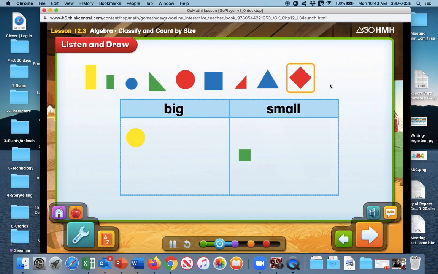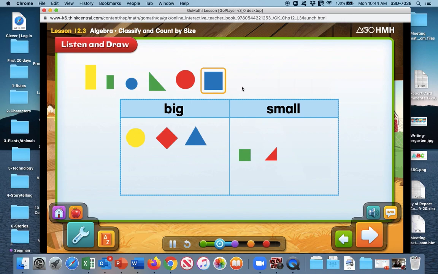And the square? Where does this shape belong? Big, because it's big. It goes with the other big shapes. Where do you think this triangle goes? Big, because it's big. It goes with the other big shapes. And what about this triangle? Small, because it's small. It goes with the other small shapes.